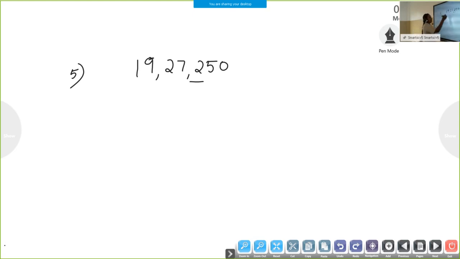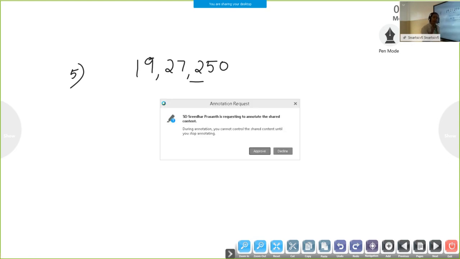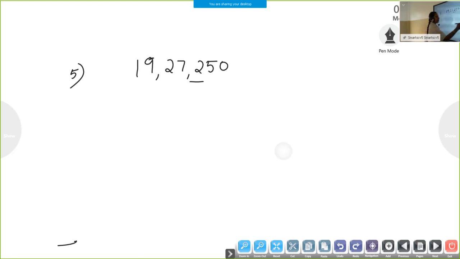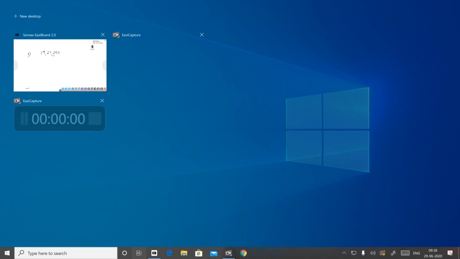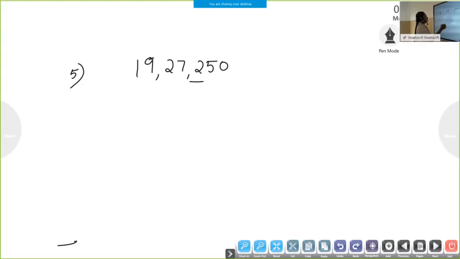Now identify the digit which is just right of the hundreds place. It is the tens place digit. Which is the tens place digit? It is 5. The tens place digit is 5.